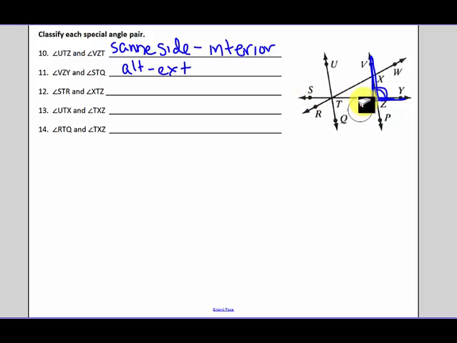Okay, next one. Notice how we keep erasing in between these so that we can highlight them. STR and XTZ. Those angles form an X. Those are vertical angles. I'm just reviewing with you some ones we've already done. All right, the next one.